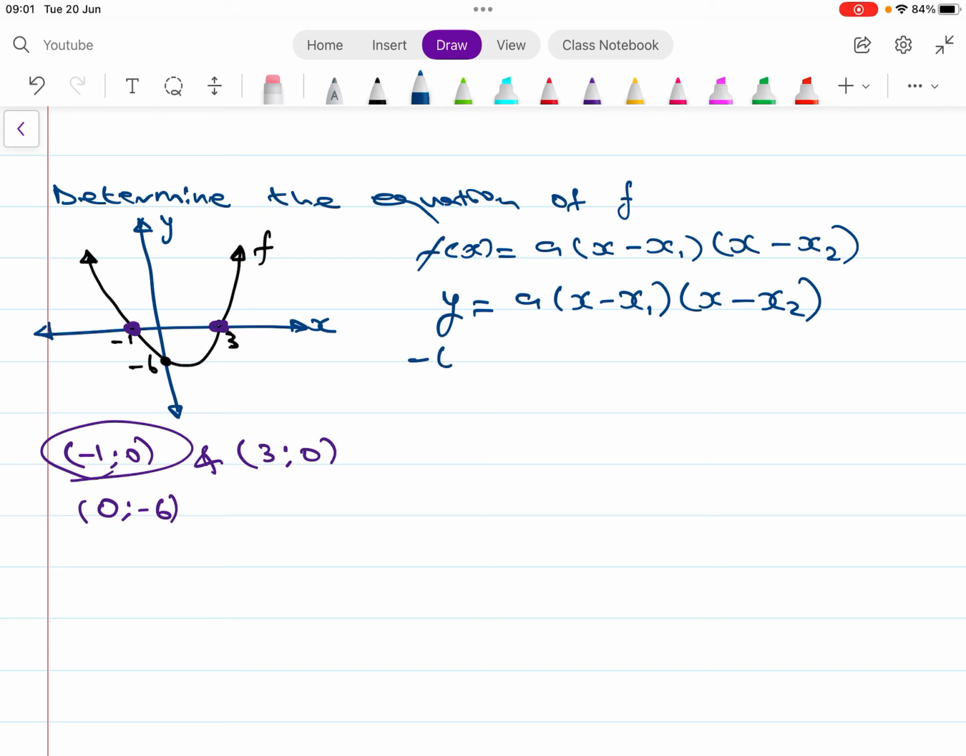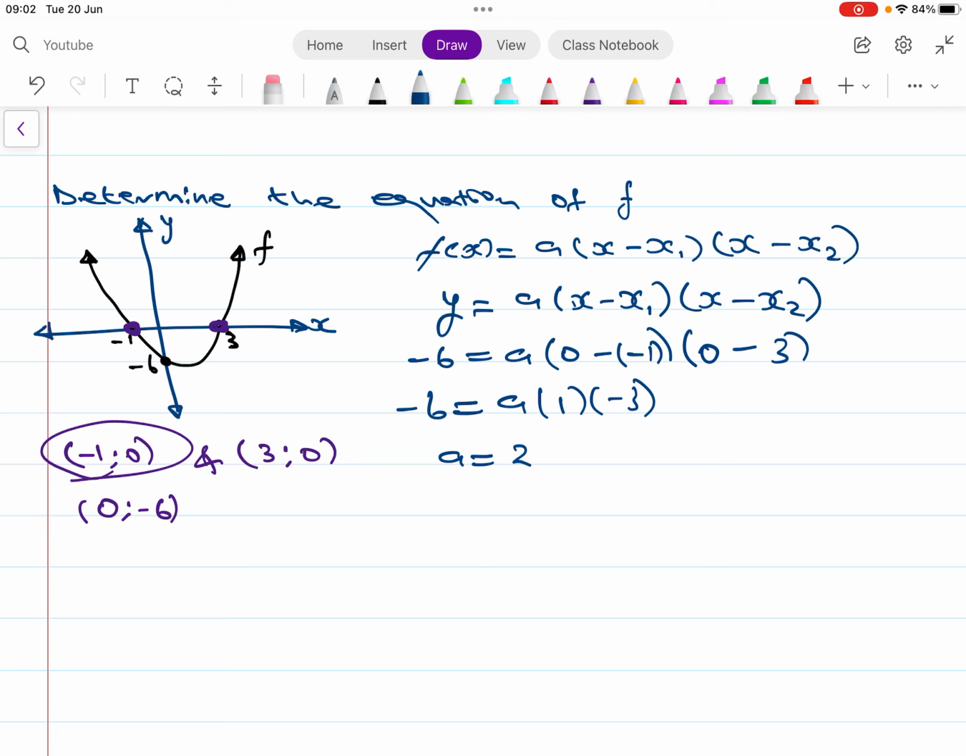That point is -6. That is the y value of that point, and then the a is unknown. The x value of that point is 0, and then the first x-intercept, that is for x1, that is -1. I'll put it in brackets, and then the x is still the same x, which is 0, and then x2, that is 3. And then now I'm just going to simplify and solve for a. Now I can tell that a is equal to -6 divided by -3, that is +2.